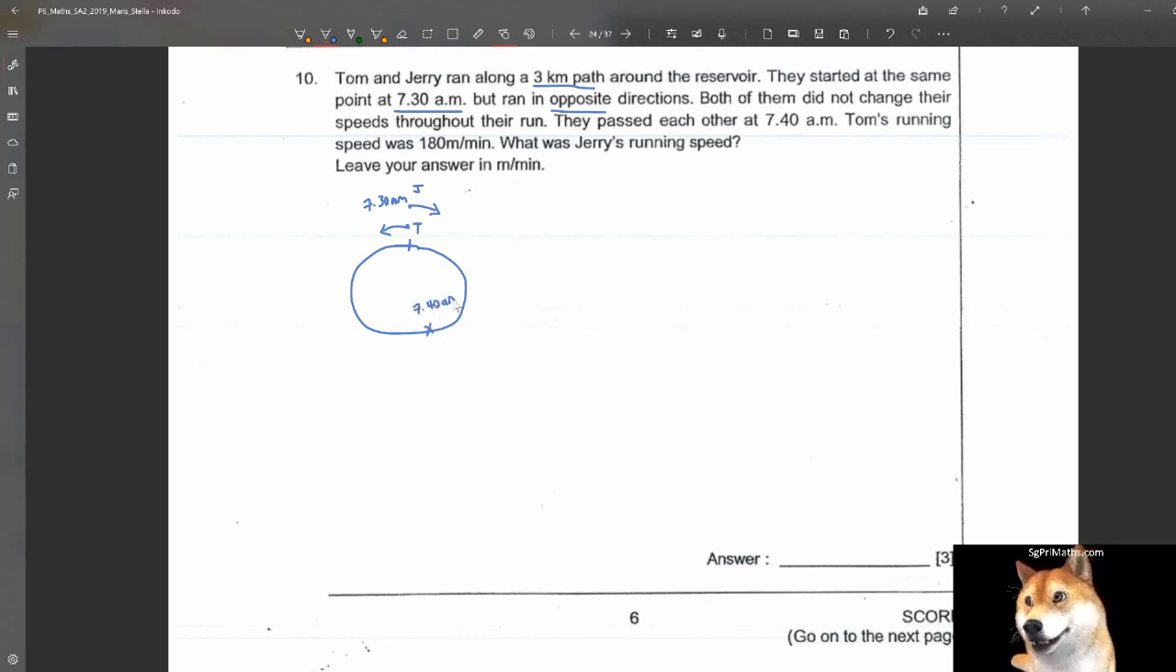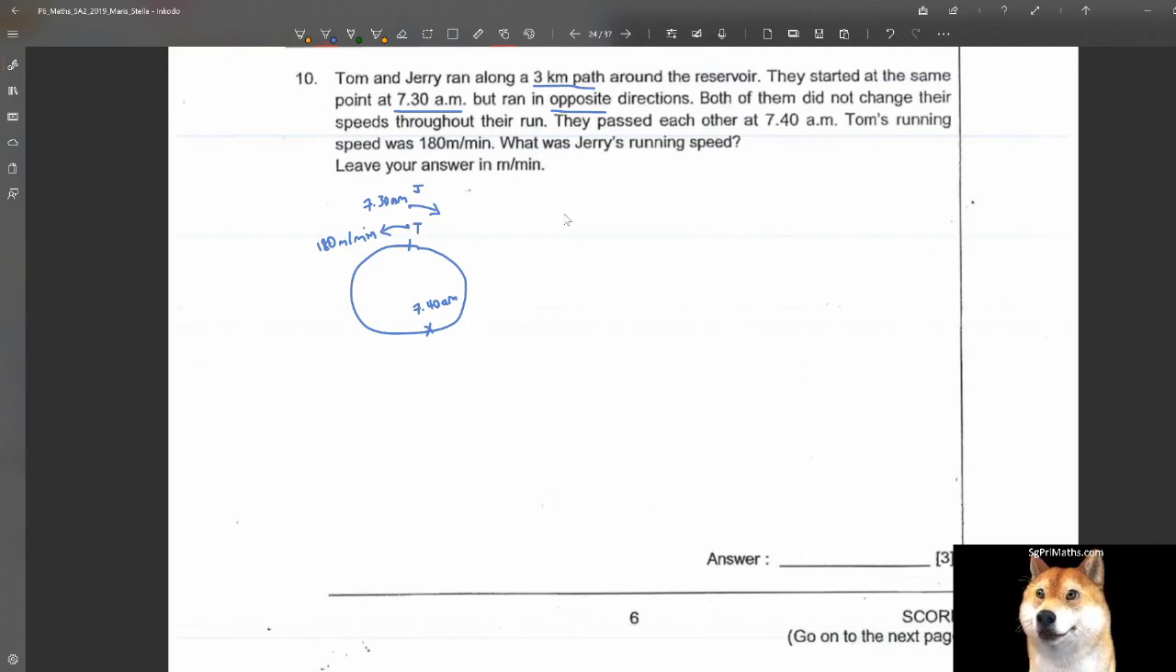7:40 AM. And Tom was running at the speed of 180 meters per minute. So what was Jerry's running speed? Answer in meters per minute. Okay, recall that the whole distance here is going to be 3 kilometers. So when they meet here, the distance traveled by Tom and the distance traveled by Jerry equals 3 kilometers. With the speed, we can find the time, and we can find the distance traveled by Tom. Then using the total distance minus the distance traveled by Tom, we can find the distance traveled by Jerry, and subsequently the running speed of Jerry.